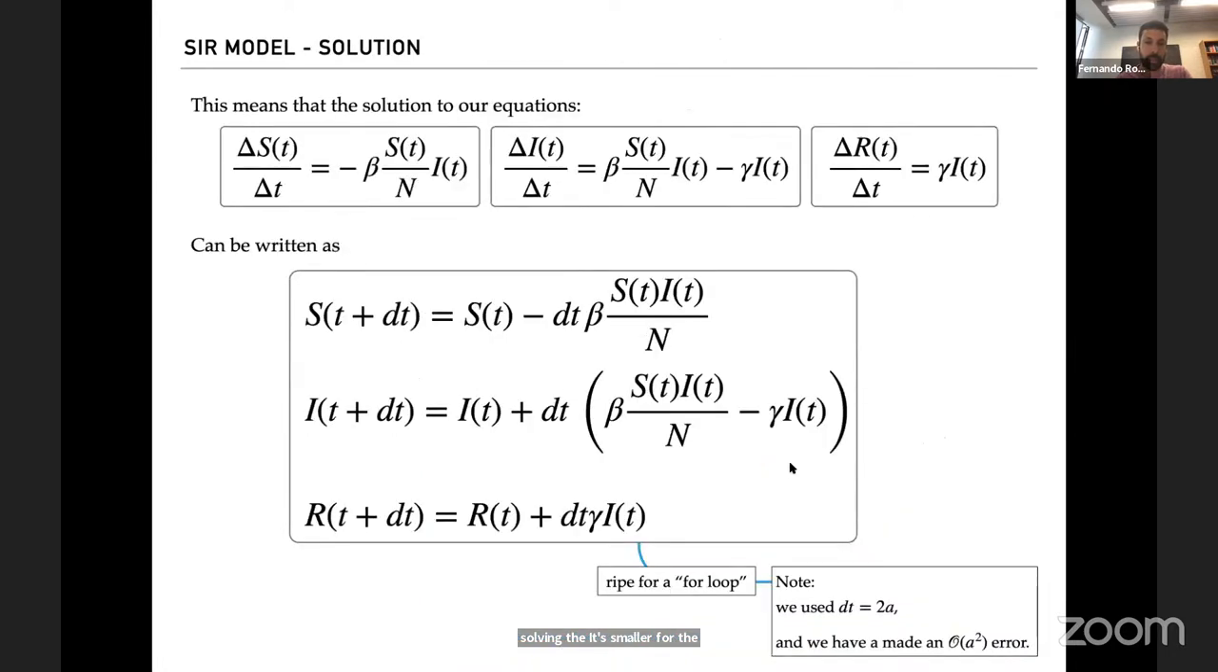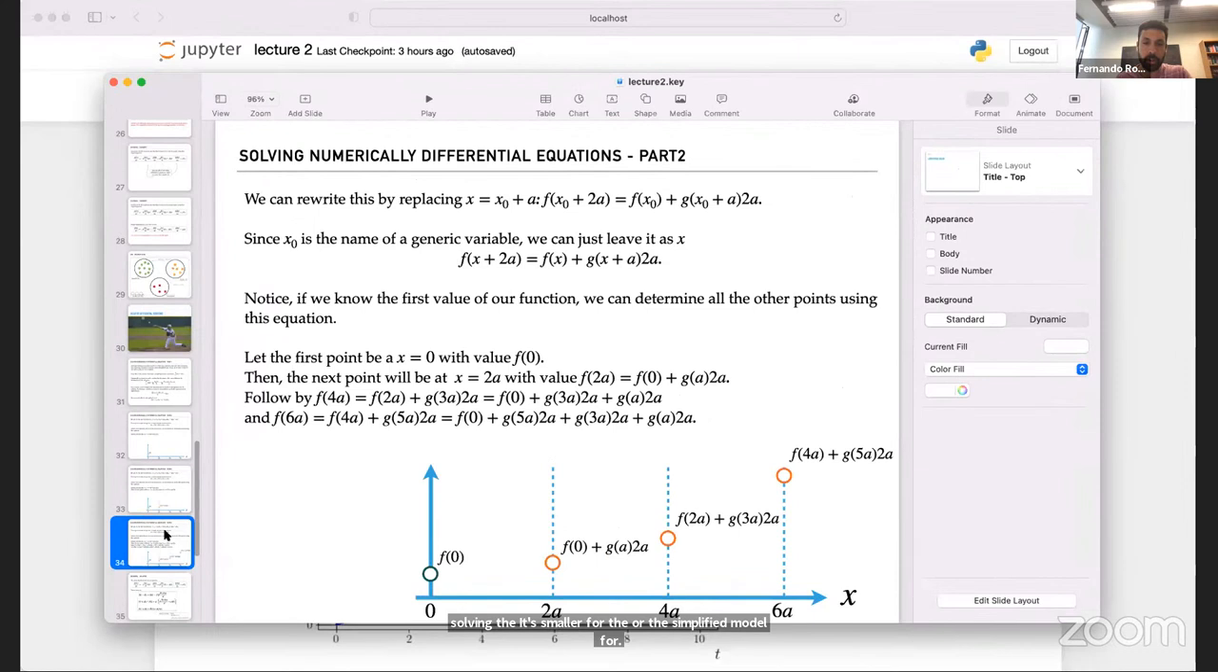Okay, so for moving on, questions about differential equations and how to solve them? Okay, as I said, feel free to please post any questions that you may have anytime in the chat, and I'll answer them as soon as I see them.